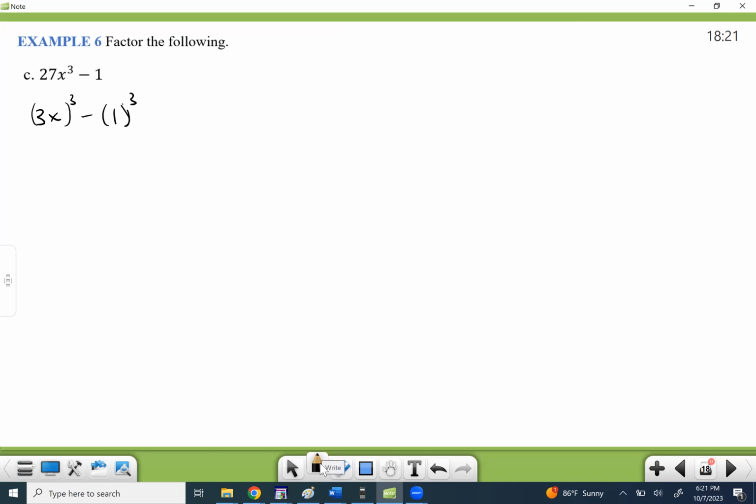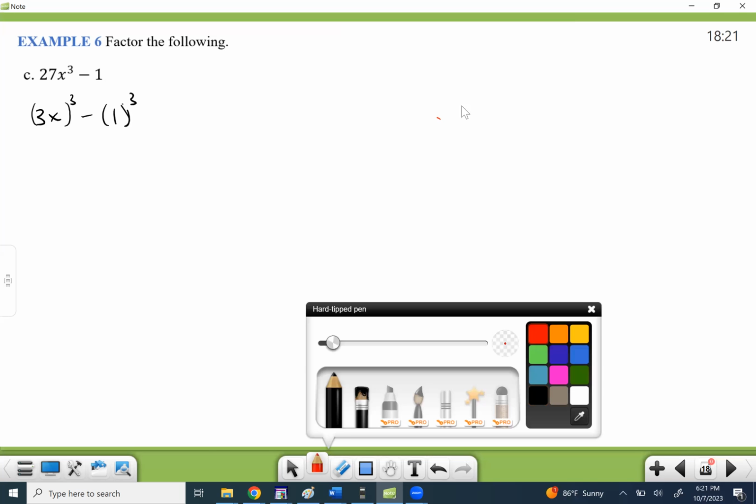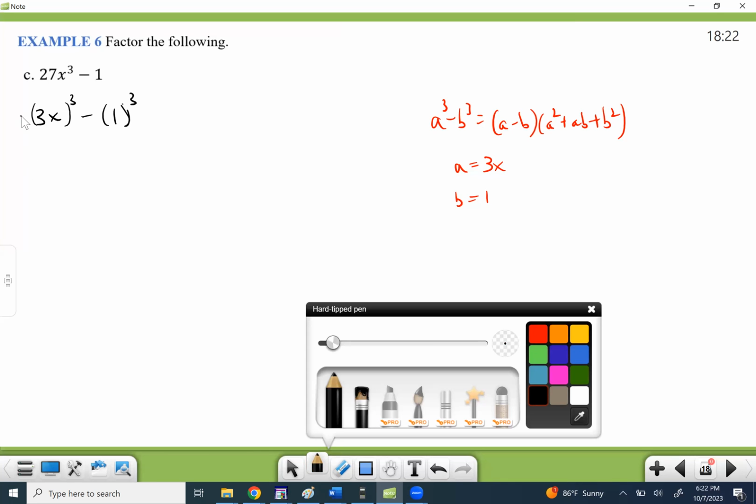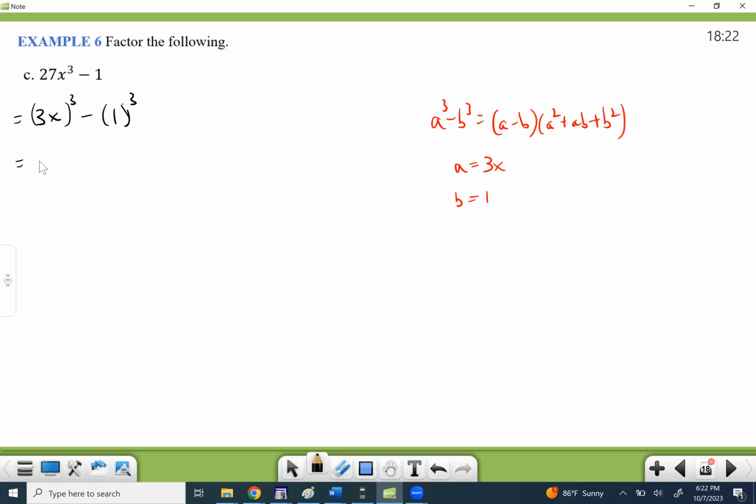So on our difference of cubes formula, we can write it as something cubed minus something cubed. And this is the formula that we're going to use. Same sign, opposite sign, and always positive, always plus. Now, in this case, our a would be 3x, and our b would be 1. So we're going to go in here, equals. All right, a minus b, so we're right here.